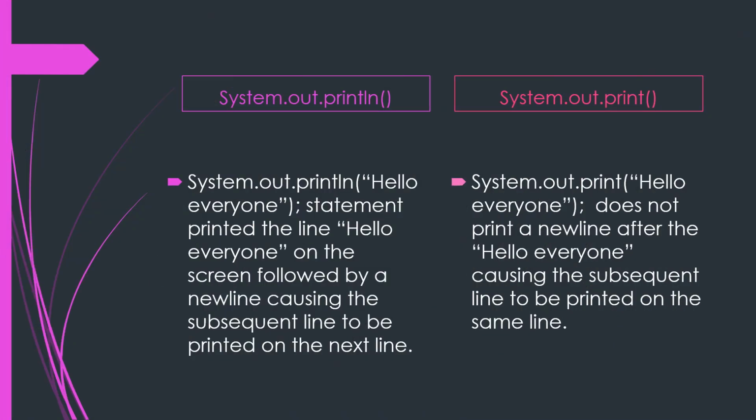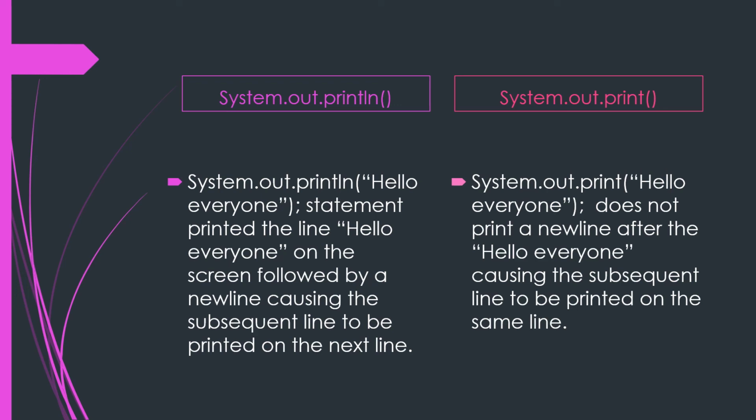Now, the difference between System.out.println and System.out.print. Basically there is a difference between these two statements. What is the difference? The statement System.out.println prints a new line, meaning whatever is to be printed next will be printed on the next line. And the statement System.out.print prints the subsequent text on the same line and not on a new line.